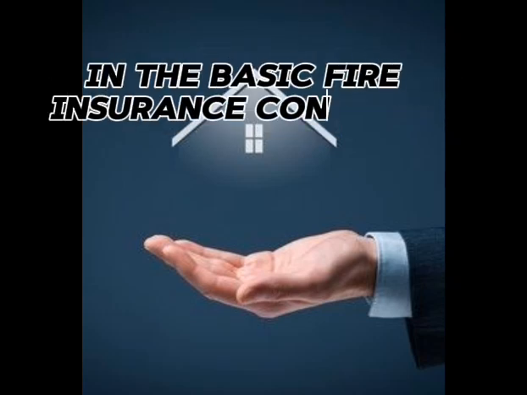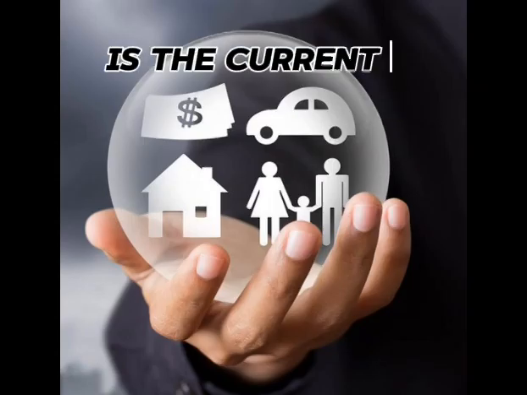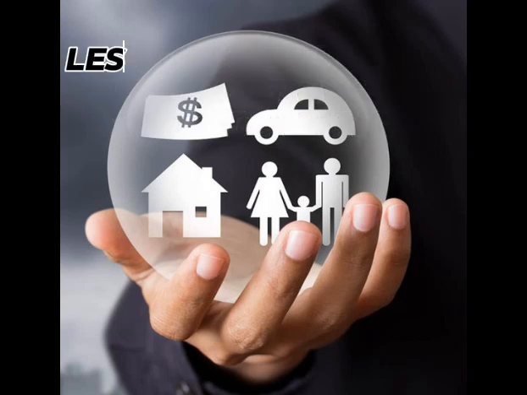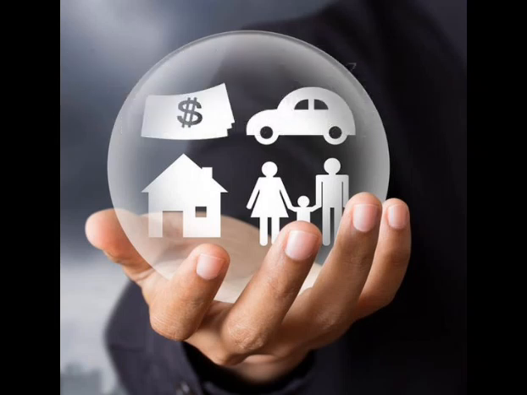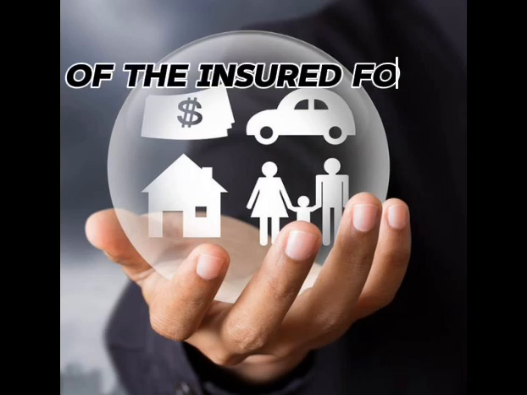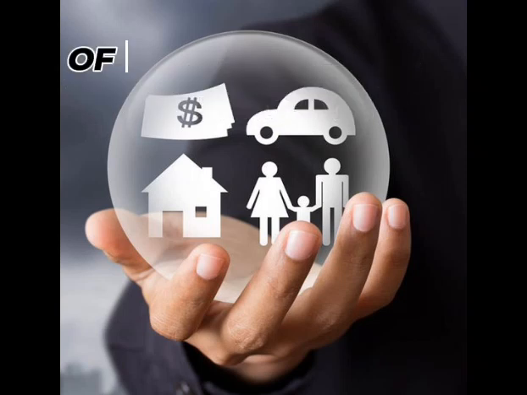In the basic fire insurance contract, the measure of actual cash loss is the current replacement cost of destroyed property less an allowance for estimated depreciation. In liability insurance, the final measure of loss is determined by reference to a court action concerning the amount of legal liability of the insured for negligence. In any event, the purpose served by the principle of indemnity is to place the insured in the same position as before the loss.